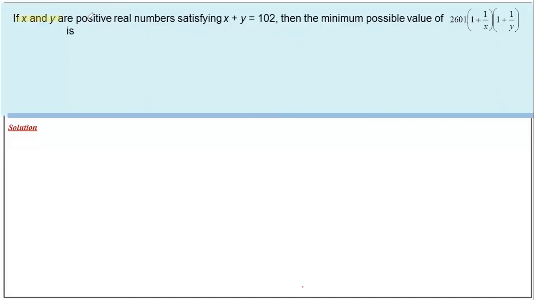If x and y are positive real numbers satisfying x plus y equal to 102, then the minimum possible value of 2601 into 1 plus 1 by x into 1 plus 1 by y is what? So given x plus y equal to 102 and 2601 into 1 plus 1 by x into 1 plus 1 by y. We have to find the minimum value of this product.